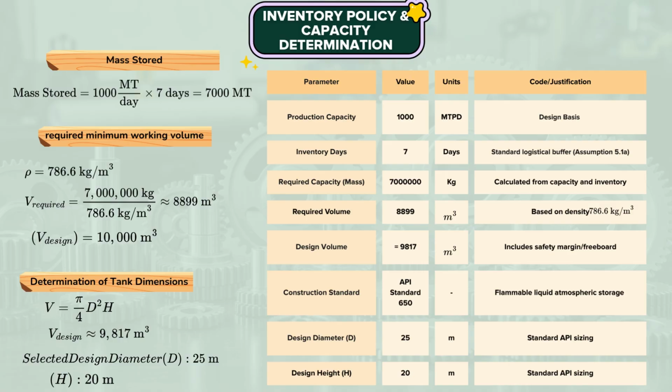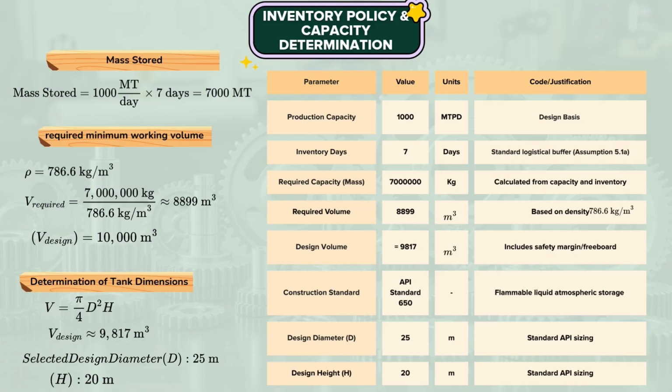fire suppression systems. Determination of tank dimensions based on the target design volume of V design equals 10,000 meter cube. Standard API tank geometries are reviewed. Large API tanks generally feature diameter to height ratios that optimize shell strength and footprint. The relationship between volume V, diameter D, and height H is V equals pi over 4 D squared H. For V design, 9,817 meter cube, approximating 10,000 meter cube. The selected design diameter is 25 meter, while the selected design height is 20 meter.